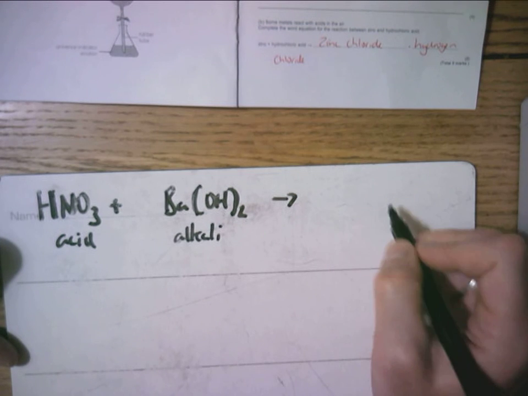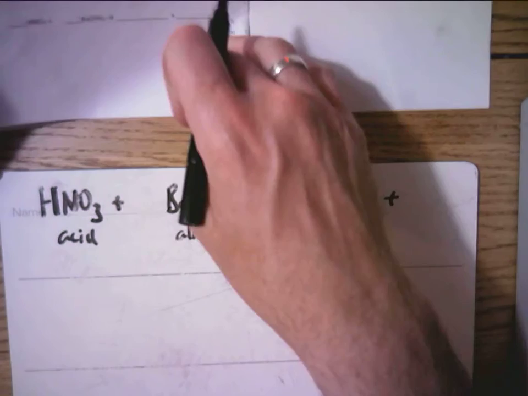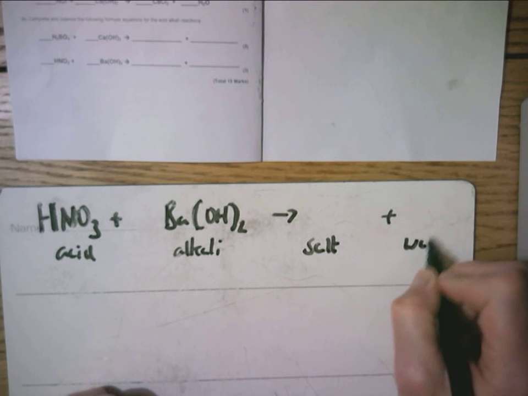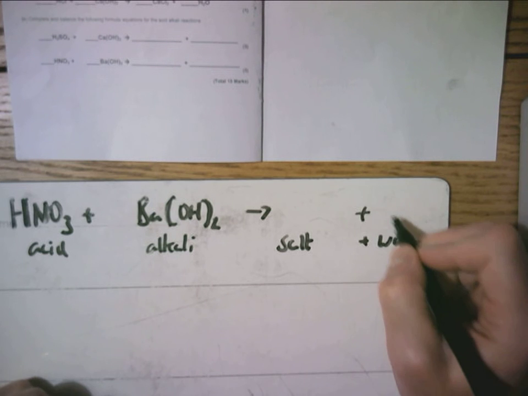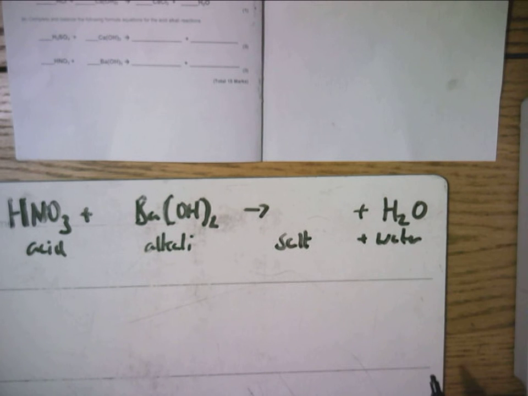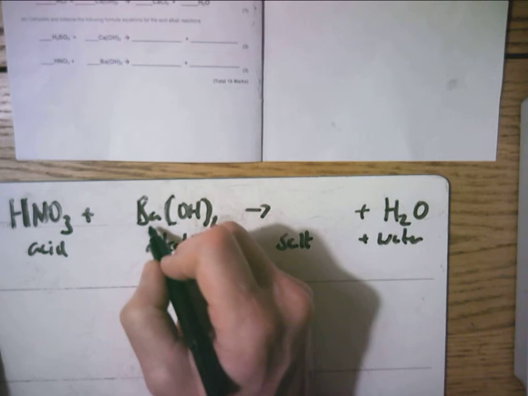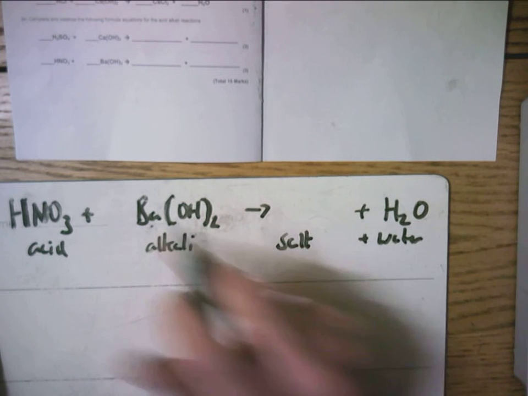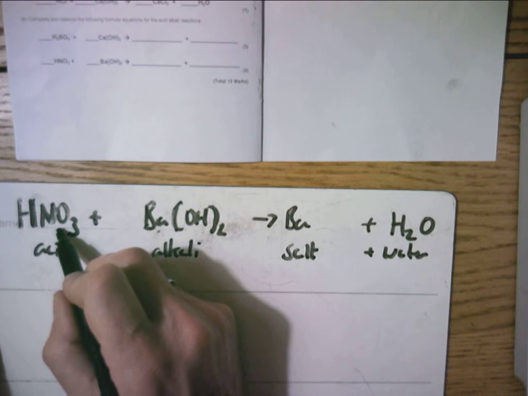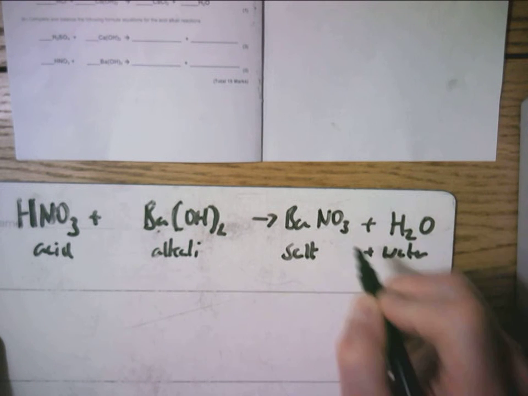First thing we've got to do is find out what 2 things are made in this reaction. Well, we know that an acid plus an alkali reaction makes a salt plus water. So the very first thing we can do for a free mark is write in the chemical formula of water, H2O. Now we've got to find the name of the salt. We know the salt has the positive bit from the alkali, that's Ba, the barium, and the negative bit from the acid, the NO3. So it's going to be barium nitrate.